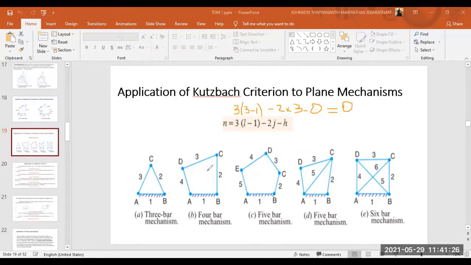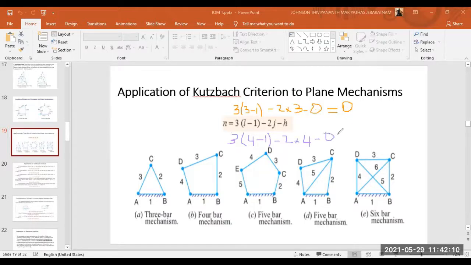Then we have a 4-bar mechanism. I will put it in the formula. So the formula says, I will change the color, 3 into L minus 1. L is the number of links, so I have 1, 2, 3, 4 links. 4 minus 1, minus 2j, that is 2 into the number of binary joints. Binary joints I have C, D, A, B, that is 4 binary joints. So 2 into 4, minus H, which is 0.